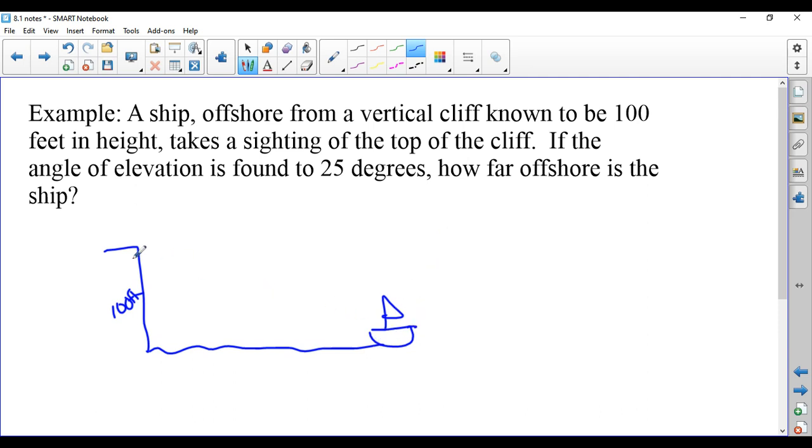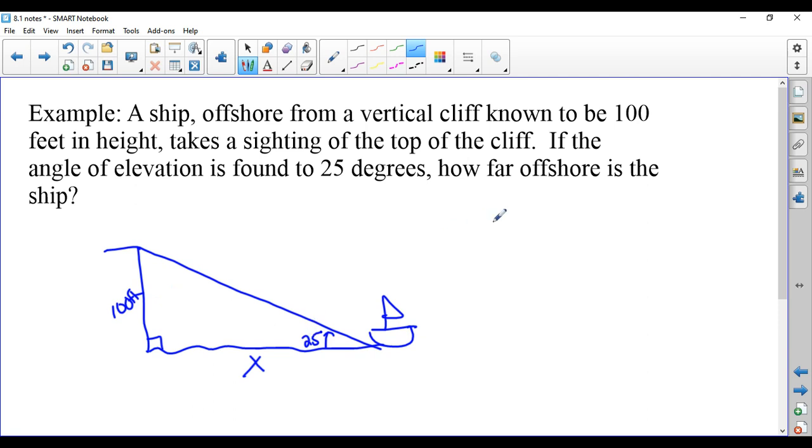And don't overcomplicate these. We're going to assume that we're looking at a straight line from the boat up to the top of the cliff. Angle of elevation is the angle from the horizontal up. Here's my 25 degrees. We have to assume vertical, horizontal, or perpendicular. And we want to find out how far offshore the person is. We want to find this horizontal length.